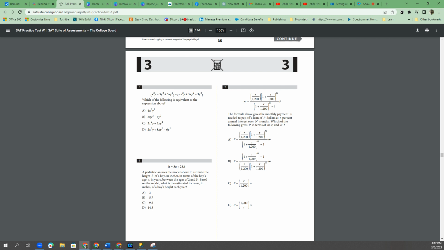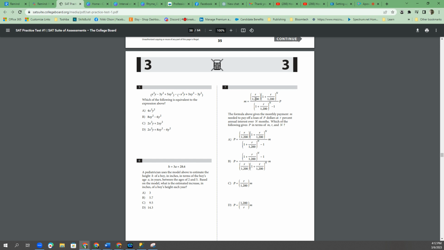All right, so this is number 7 right here. It looks very complicated and scary, right? But basically, it says here that the formula above gives the monthly payment M. So that means it's solving for M, because it gives the monthly payment M needed to pay off a loan. So you have a loan P, and then at the rate R, meaning your rate of interest, and then over a period of n months. It's a long-winded description, but it's a really clear description.